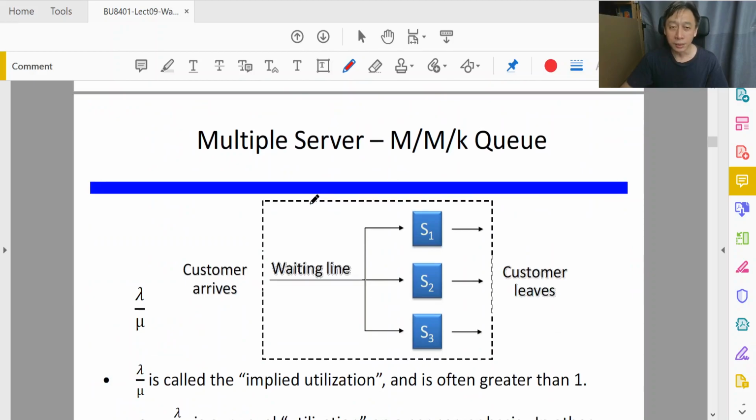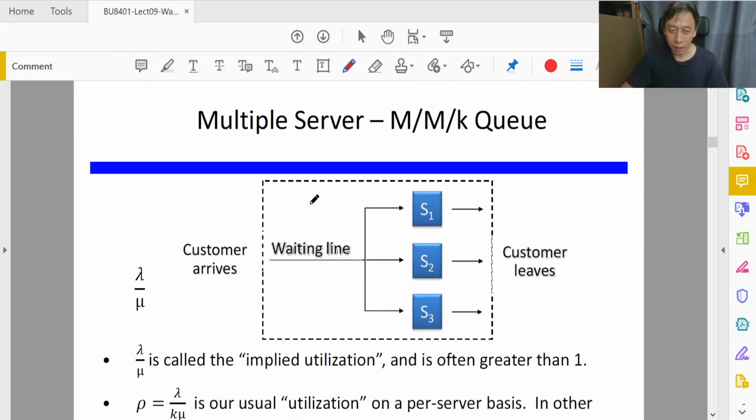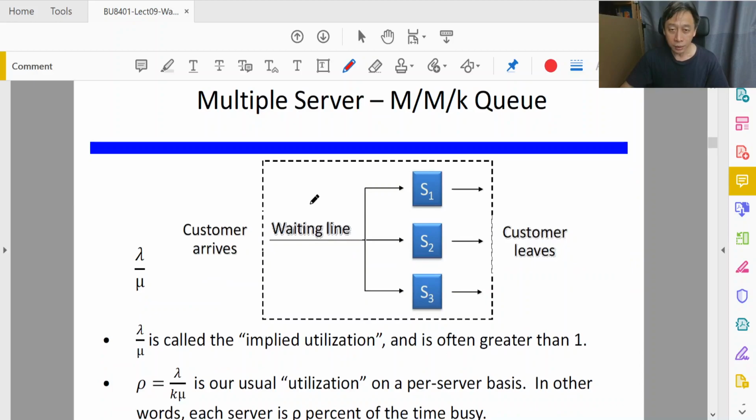All right, let's look at how the numbers play out, right? So earlier on, we did say that lambda has to be less than k mu for the queue system to be stable. Then we come to this diagram and learn a few things here. Let me just repeat a few of these symbols.